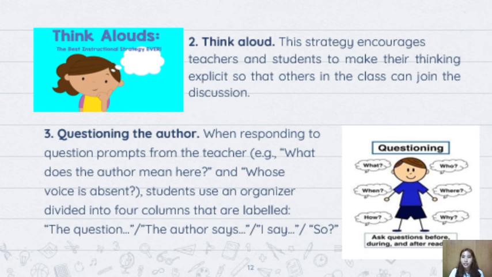Number 3, questioning the author. When responding to question prompts from the teacher, for example, what does the author mean here? And whose voice is absent? Students use an organizer divided into 4 columns that are labeled the question, the author says, I say, and so. So, here to be more organized, the students are using an organizer that is divided into 4 columns. It is for them to easily identify, and their answers are all organized based on the questions provided.